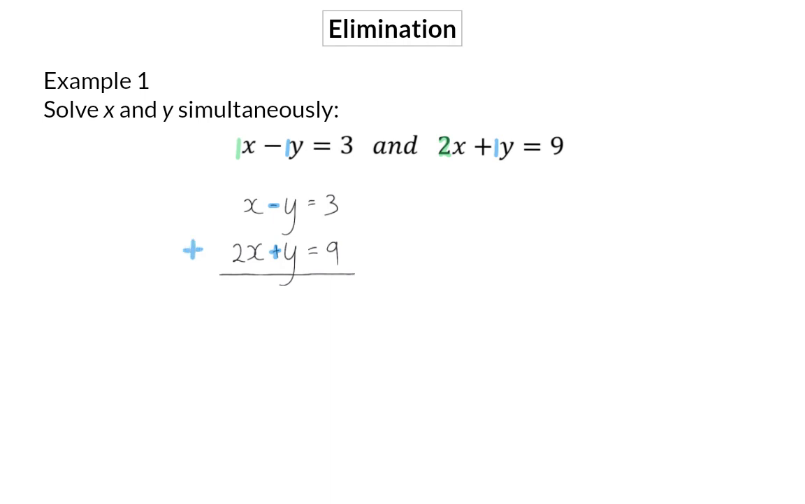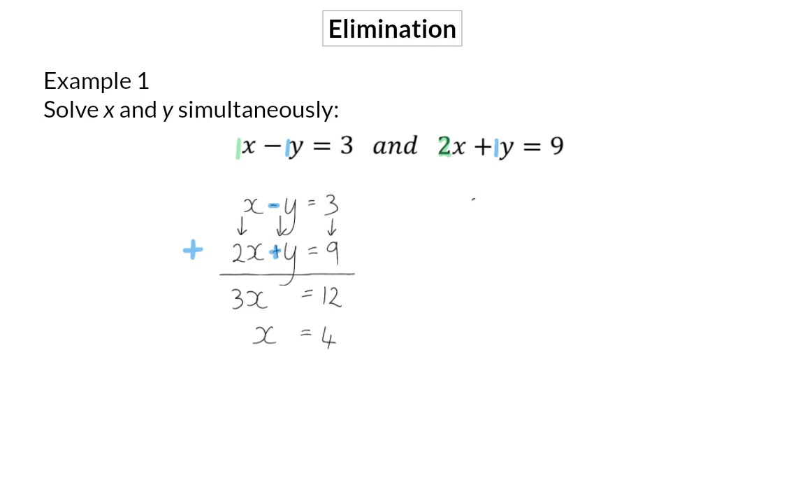In our case, we have -y and +y, which means we can simply add them up to get 0y and eliminate the y. If I now add up the like terms, I will get x plus 2x is 3x, minus y plus y is then 0 and eliminated, and on the right hand side we have 3 plus 9 is 12. Now we have a linear equation with only the variable x in, and to solve x we can divide both sides by 3 to get x is 4.